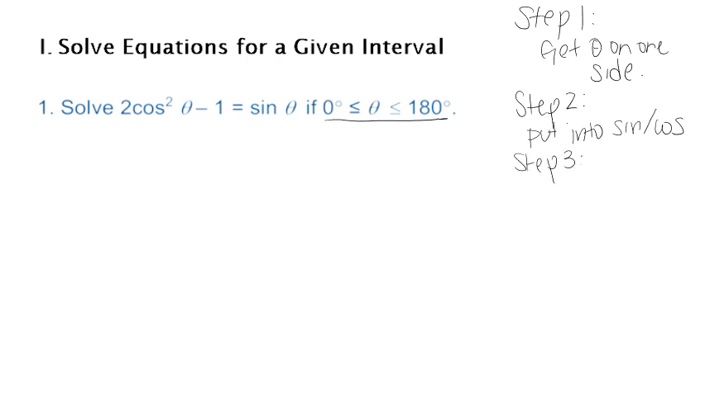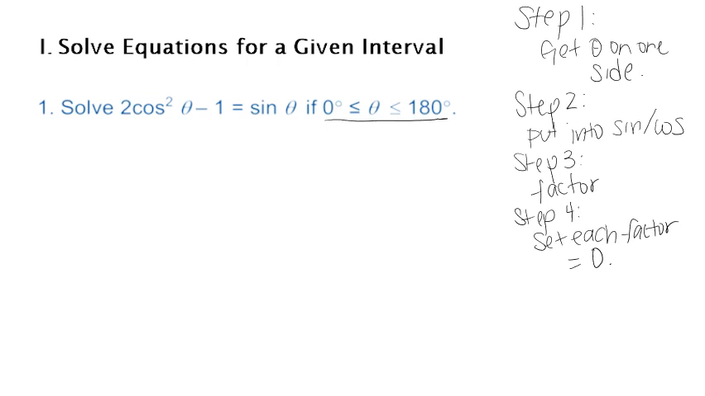Step 3, sorry, my handwriting is really bad on this, is to factor. And step 4 is to set each factor equal to 0. Now, again, you may not always have to do all of these steps, but those are the basic steps to solving these. So here we go.